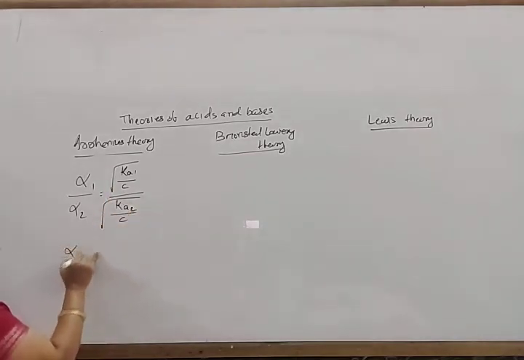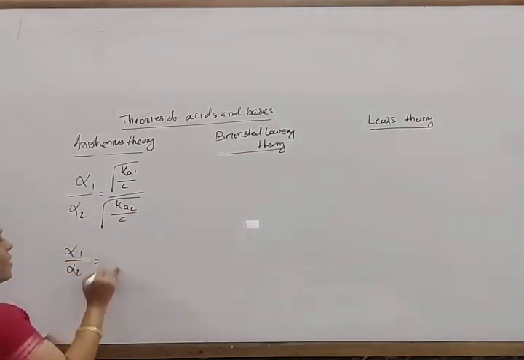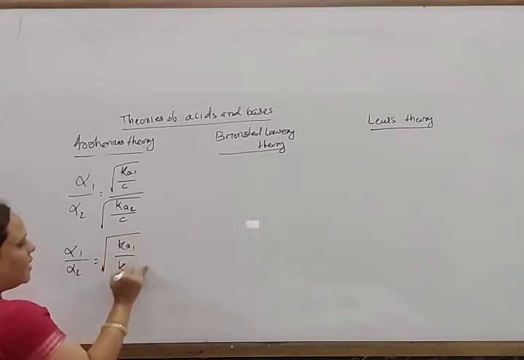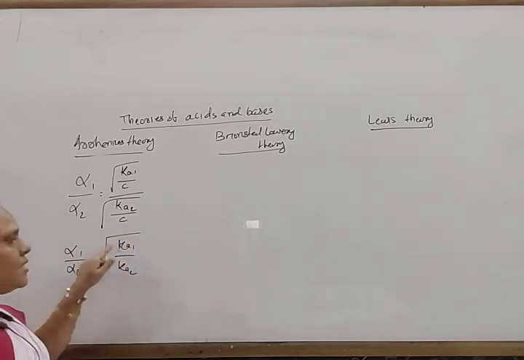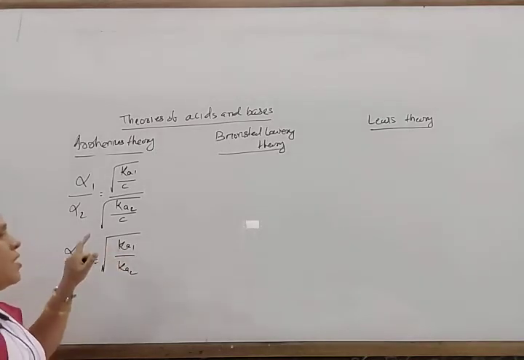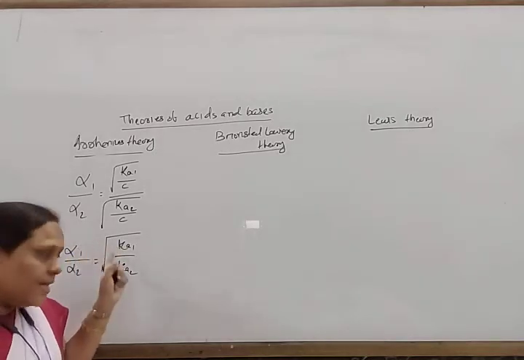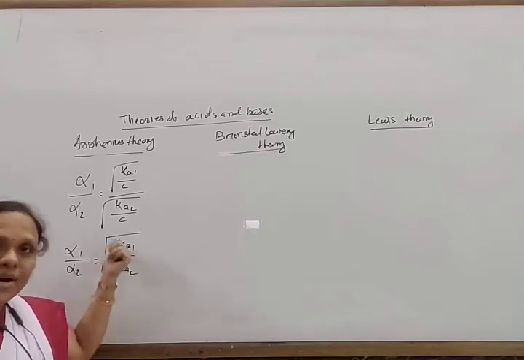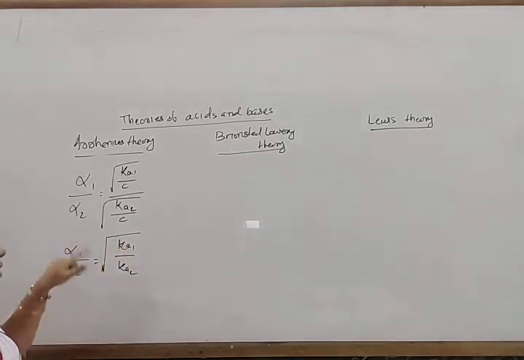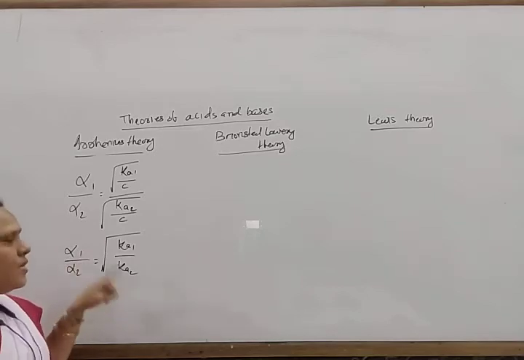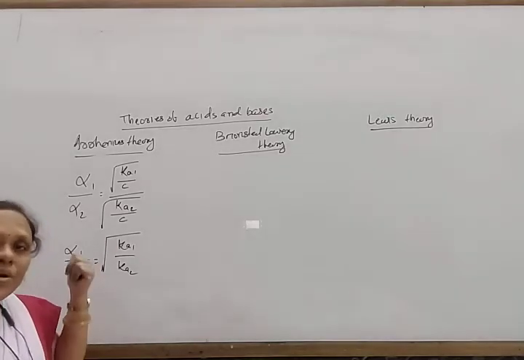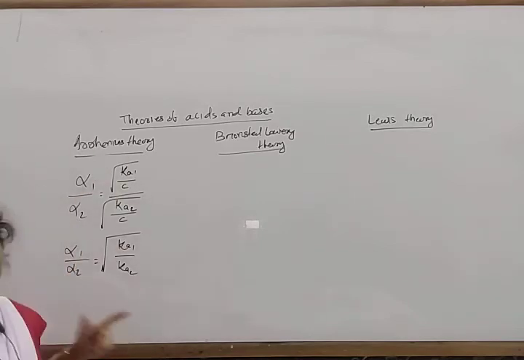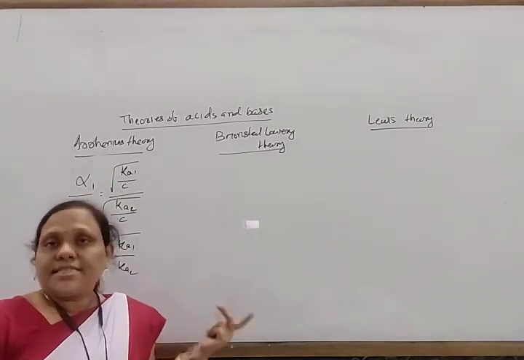then alpha 1 by alpha 2 is root over of Ka1 by Ka2. And Ka1 is the dissociation constant of acid 1 and Ka2 is the dissociation constant of acid 2. So by comparing the square root of the dissociation constants of two acids, we can find out which one is the stronger acid, and we can compare the acidic strength.